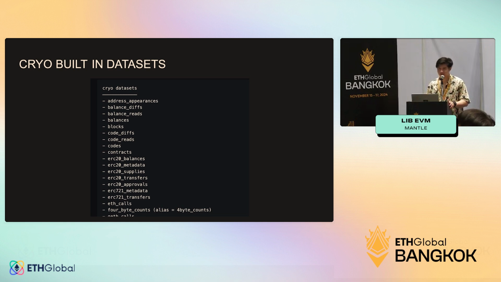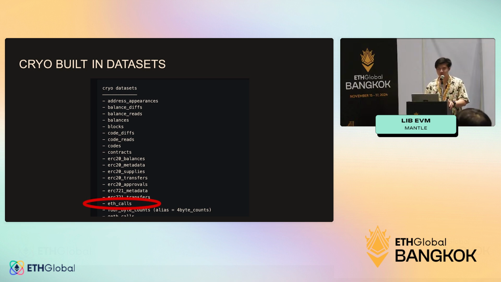There's a couple of datasets in Cryo that you can play around with. There's balances, there's blocks, where you get the data such as the block number, the hex string, the block value, the miner, and so on. You can also query ERC20 balances, such as how many USDC were in this contract at a given time, or how many USDT were in it.